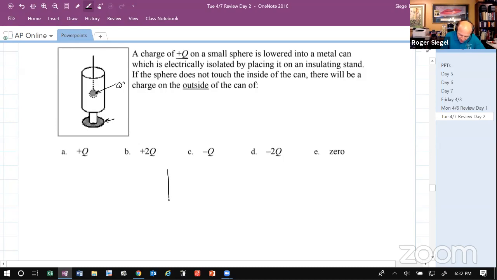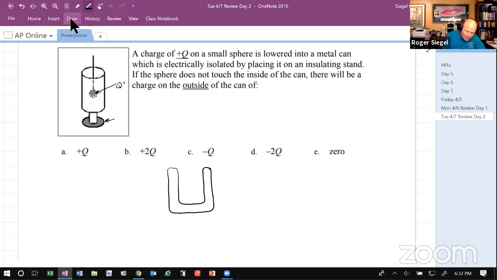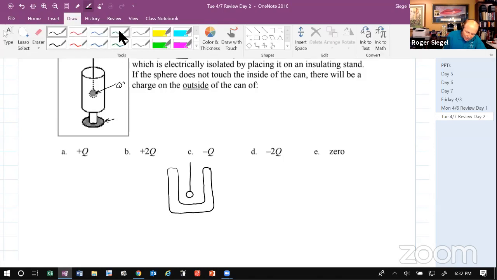I'm going to draw a picture of my can, but I'm going to emphasize the fact that the can has an outside surface and an inside surface. So I'm really super emphasizing this, right? The thickness of the can. And inside of this can, we've got a positively charged sphere. Okay, and we'll go ahead and put a plus charge there.